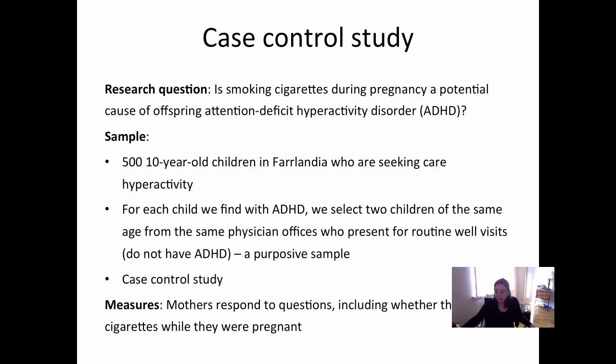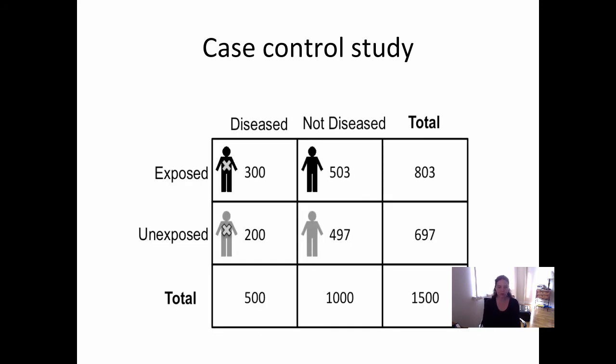Okay. So, by design, we're doing a case control design, and we decided that we want 500 children with ADHD. We also decided that we wanted 2 controls for every one of those children, so we have 1,000 controls. So now, let's look at our 2x2 table. Here on the column that says disease, you can see that the total is 500. In the column that says not disease, the total is 1,000.